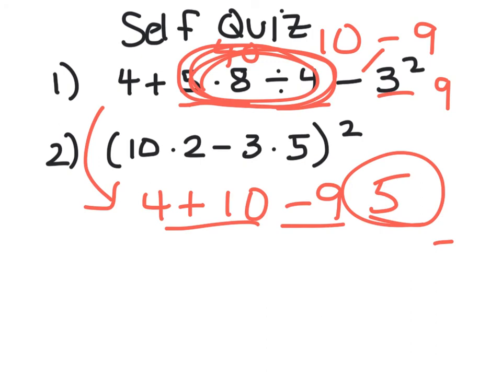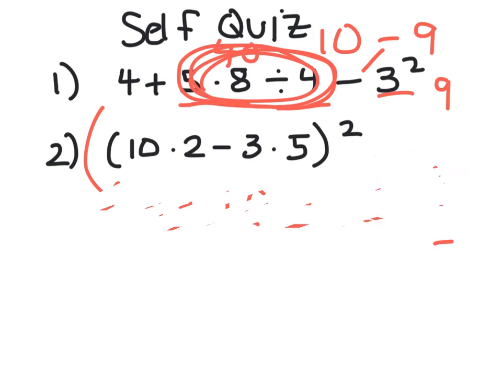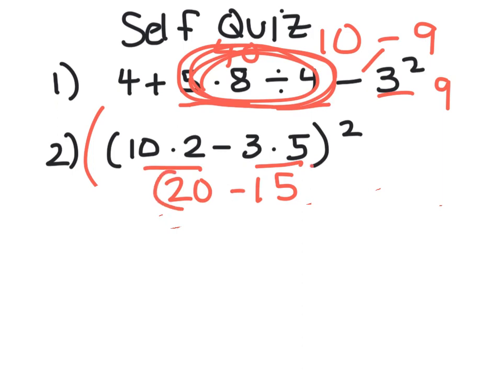Okay, now I'm going to go ahead and erase this so it's out of our way. Now let's do number 2. All right, we have one giant parenthesis and there's an exponent on the outside. So inside the parenthesis, we would do 10 times 2 first, then 3 times 5 next, then we subtract them, so that would equal 5, and then we'd apply the exponent. 5 squared is 25. Okay, so how'd you do on that?